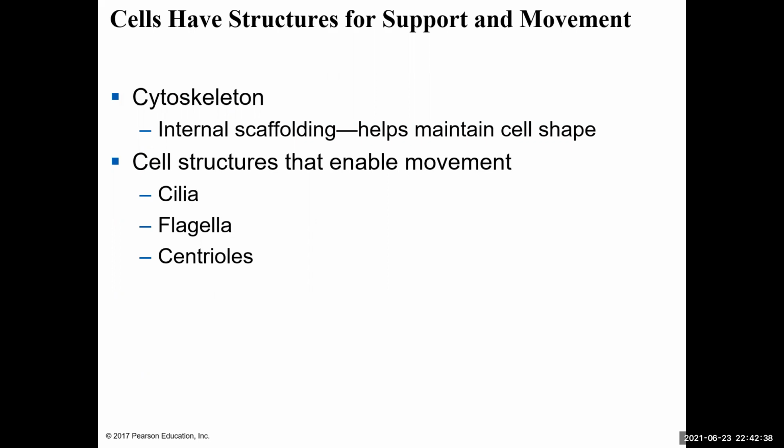Cells also have structures that enable support and help maintain the typical structure and shape of the cell itself. And then cells also have structures that are used for movement. The cytoskeleton, like we mentioned, is important for support. So it's basically like the internal walls of the house, the internal scaffolding, and that helps to maintain the cell shape.